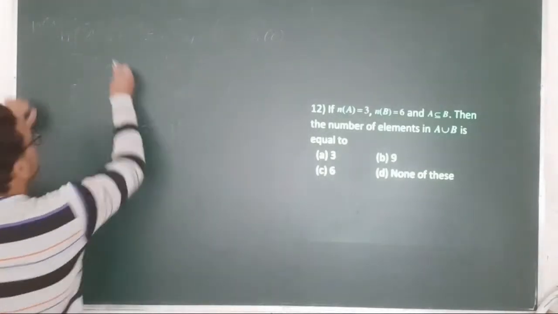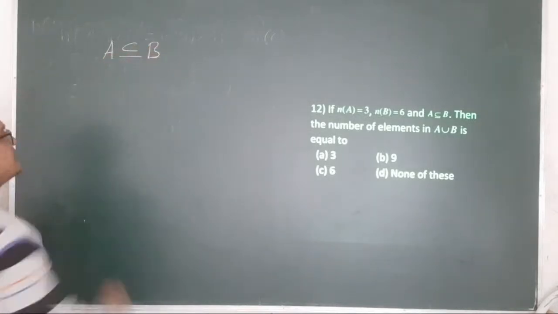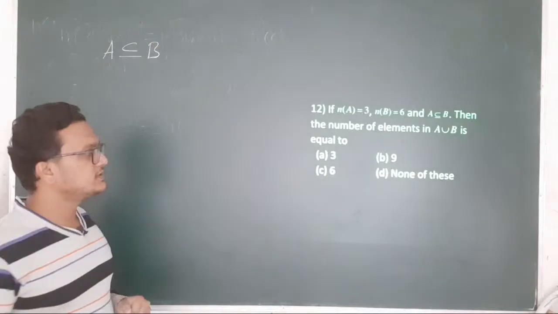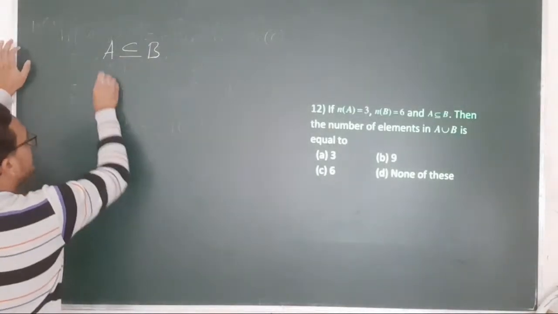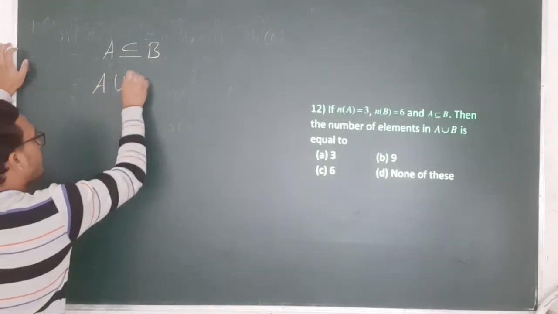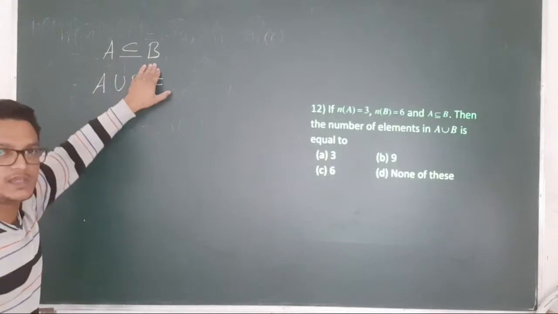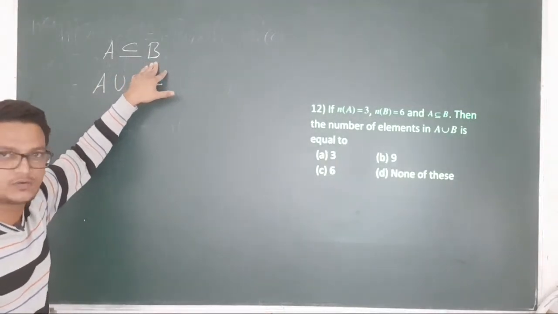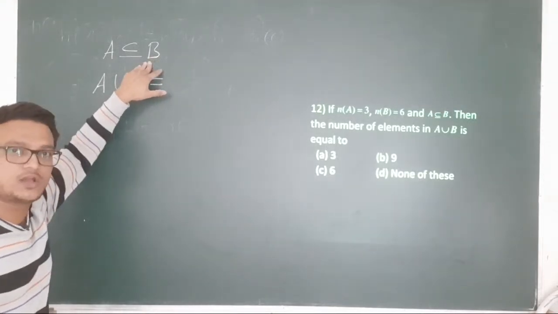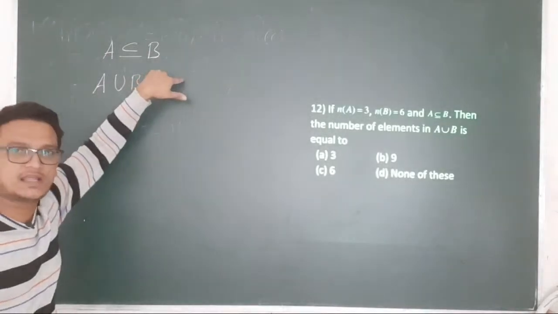See what they have given. A is a subset of B. Now A is a subset of B, then what is the value of A union B? A is a subset of B, it means B is the largest set, or you can say superset. A is contained in B, so therefore B is the largest one.